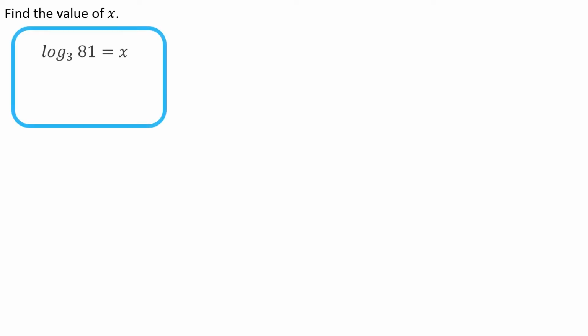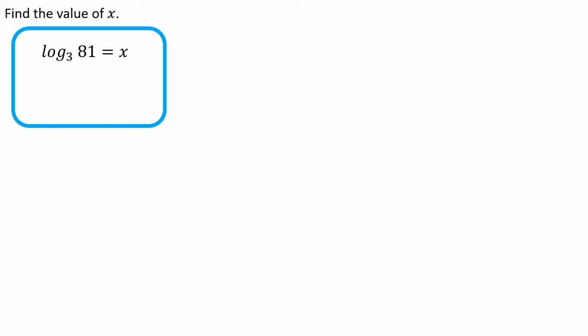Find the value of x. Okay, now these are fun questions because there's 3 different places I can hide that x. I can either have the x be the exponent, or I can have the x be the base, or I could have the x be the value of the number after the base is raised to the exponent.